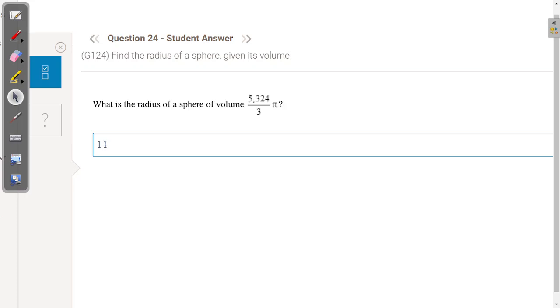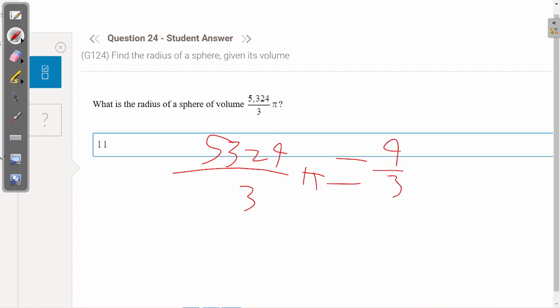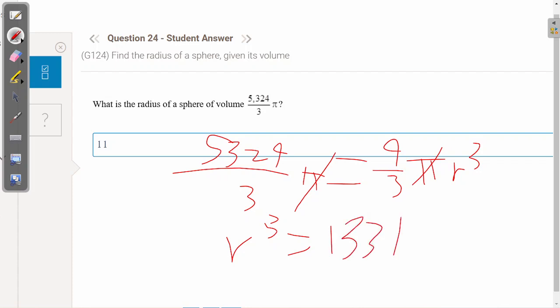What's the radius of a sphere of volume 5324 over 3 pi? So you know the volume and you want the radius, so you make it equal to 4 over 3 pi r cubed. Cancel the pi, then r cubed is going to be equal to, multiply this on the calculator, you will get 1331. So r is equal to the cube root of that, which will be 11.